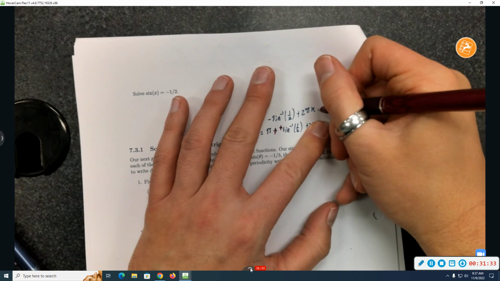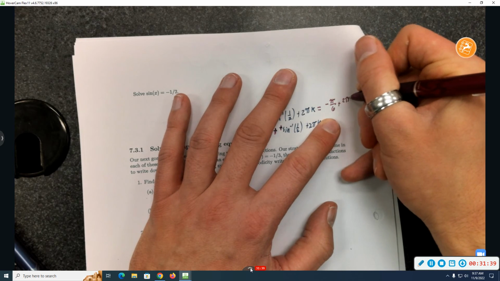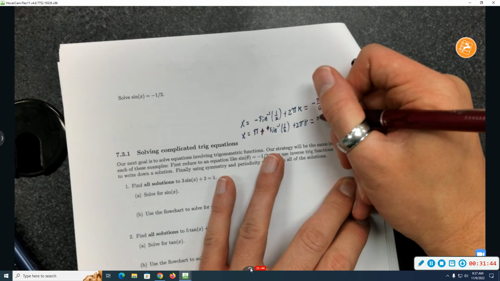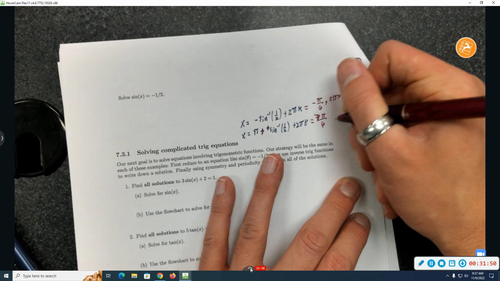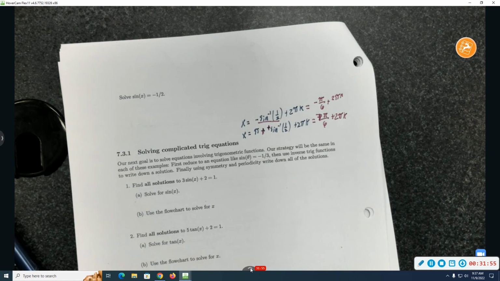Does it simplify to negative pi over 6 plus 2 pi k? And what does the other one simplify to? Pi plus pi over 6. So 7 pi over 6, yeah, plus 2 pi k. So notice, again, 1/2 is the number you see on the unit circle. So you know what the inverse sine of 1/2 or the inverse sine of negative 1/2 is. Negative pi over 6. That seem like an okay idea?